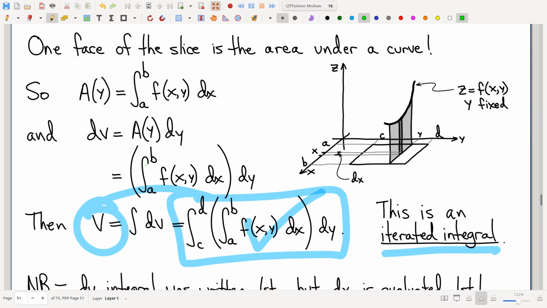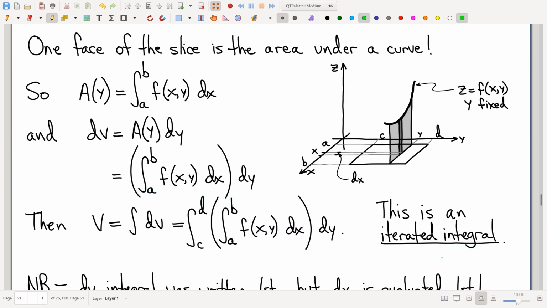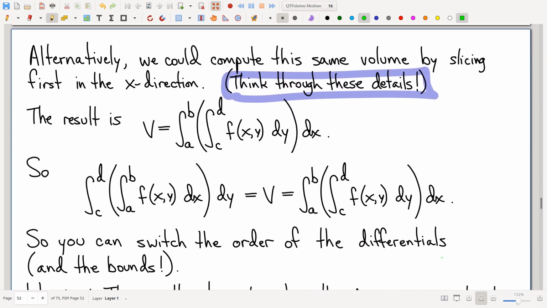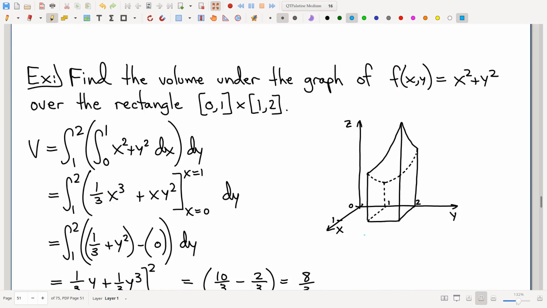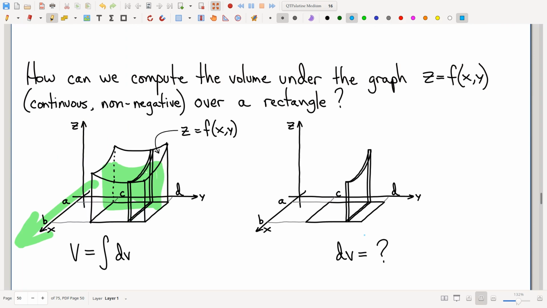What you're going to find is that the effective punchline is that you just switch the order of the differentials and the bounds. So what had been your outside bounds, y going from C to D, now are your inside bounds, y going from C to D. And what had been your inside bounds, x going from A to B, now are your outside bounds, x going from A to B. So yes, geometrically, when you switch your bounds and your differentials, all you're doing is slicing the other direction.